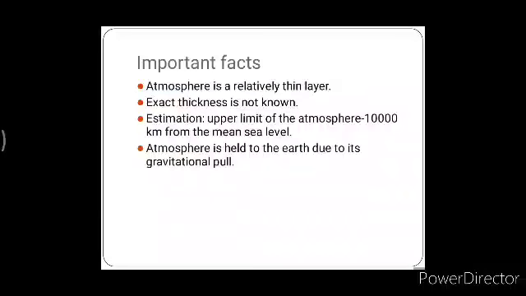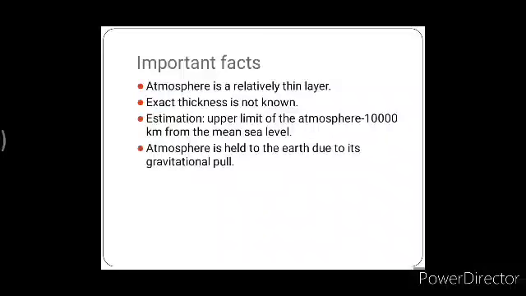Now we'll have a look at some important facts of atmosphere. First, atmosphere is a relatively thin layer. The exact thickness is not known because there is no boundary between the atmosphere and the outer space. You will study about this when I tell you about the different layers, how one layer is there, and above that another layer of atmosphere is there. So there is no fixed boundary between these layers and the outer space.